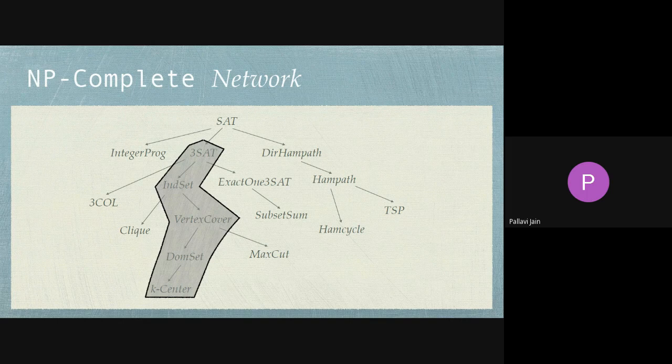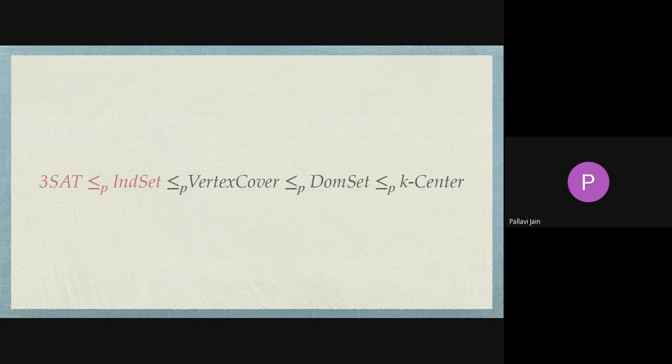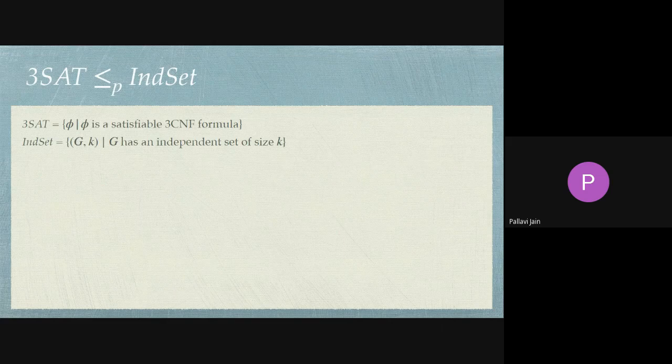Okay, so we'll start with 3SAT to independent set. 3SAT we already know: it's the set of all satisfiable 3CNF formulas. What is independent set? Independent set is basically, given G and K, you have to tell whether G has an independent set of size K.